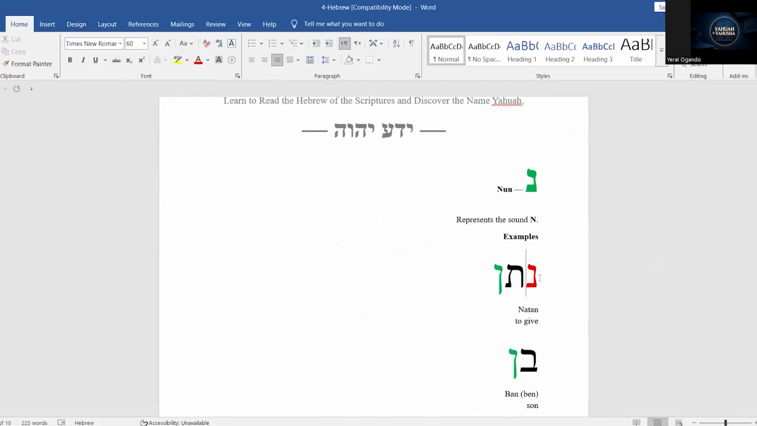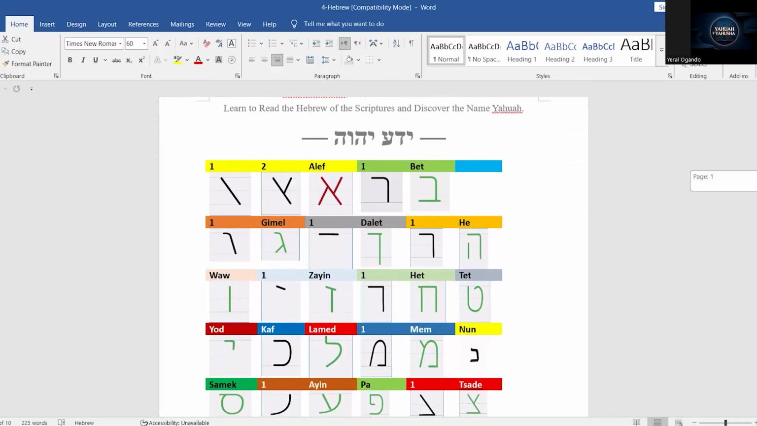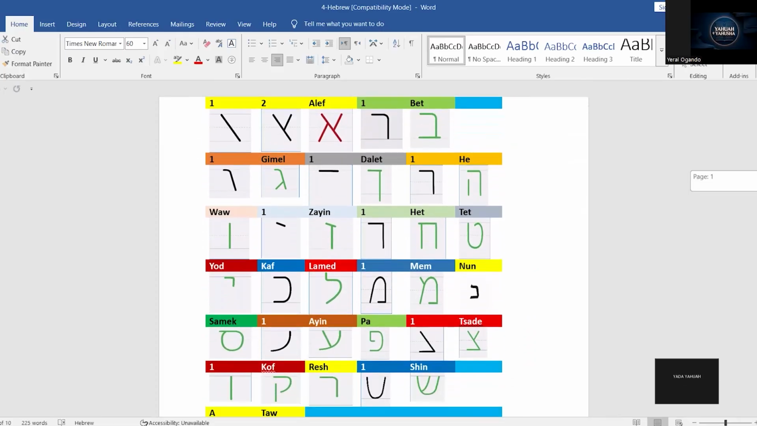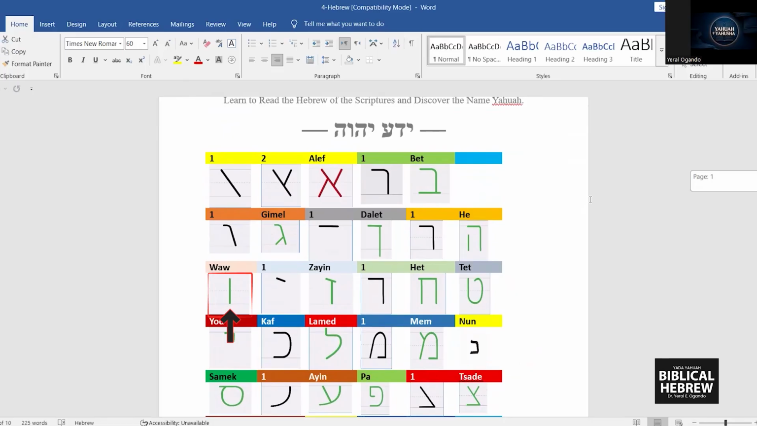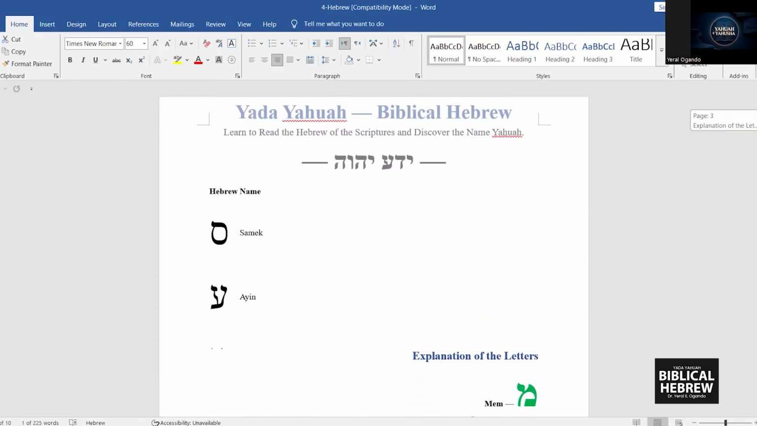So we have here Nun, we have the Tav, which we haven't seen, it's the last letter of the alphabet, and we have the Nun Sofit, that's Natan. Natan is to give. So very important. I don't want you to confuse Nun Sofit. Let us go over here so you understand. I don't want you to confuse the Nun Sofit with the Wow. It looks like this over there, but when you see it in writing, let's get you an example.